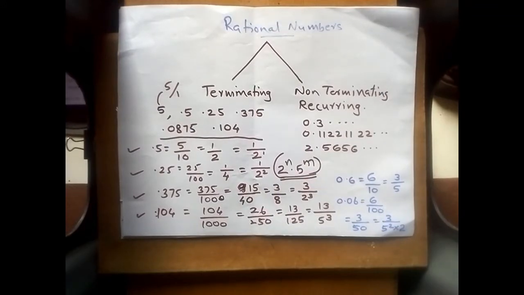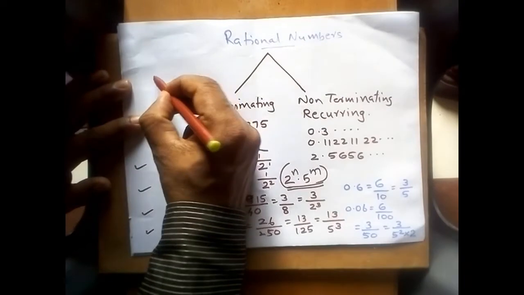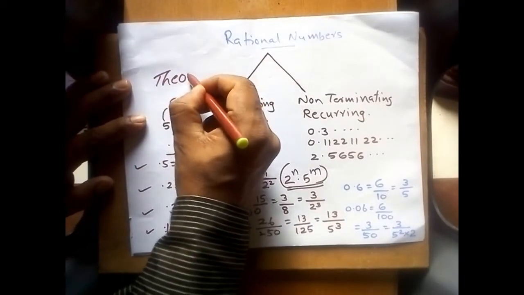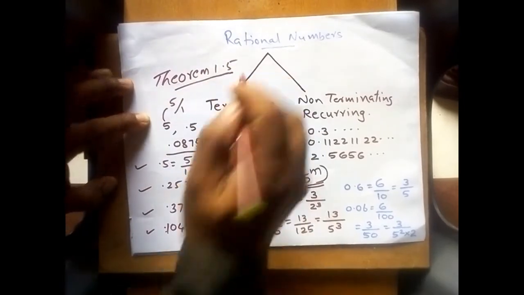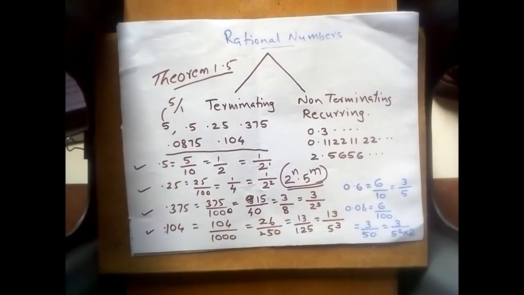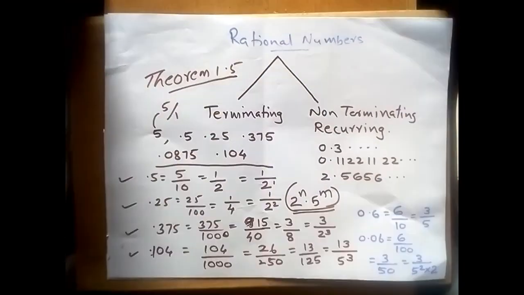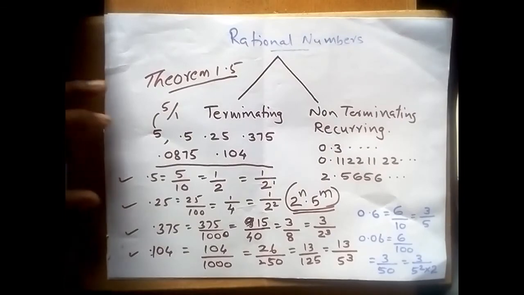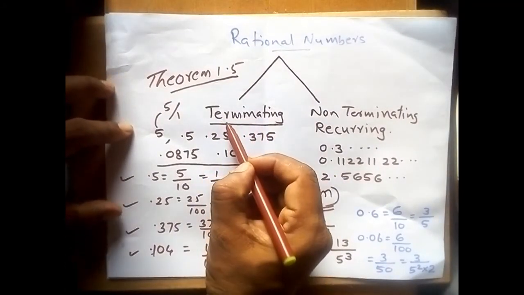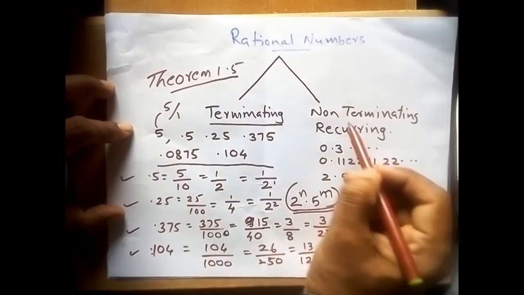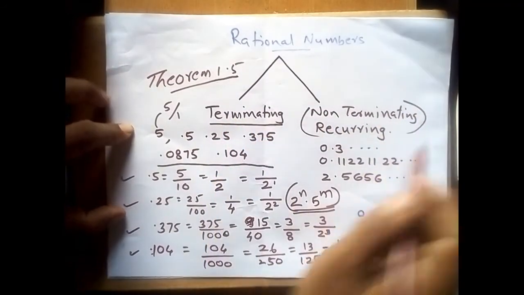This particular result can be expressed as a theorem, and that theorem is theorem 1.5 here, theorem 1.5 in the first chapter. So that we are going to state now. Okay, now we have considered terminating only. So we will concentrate now on terminating, then we will come back to this section.